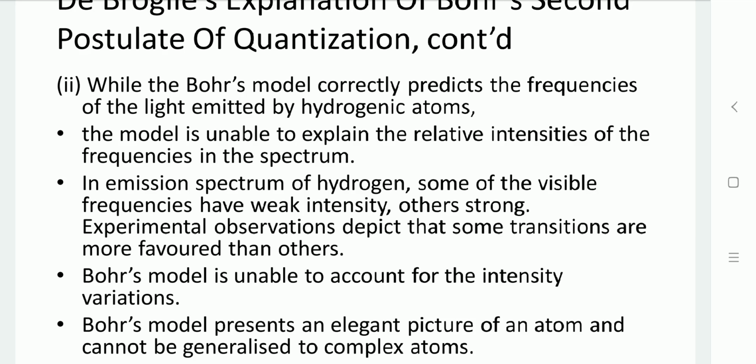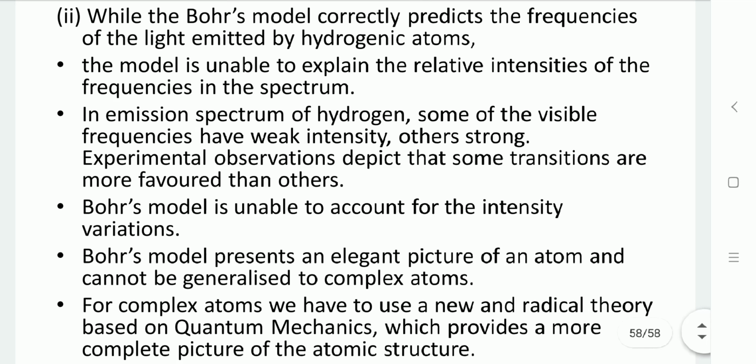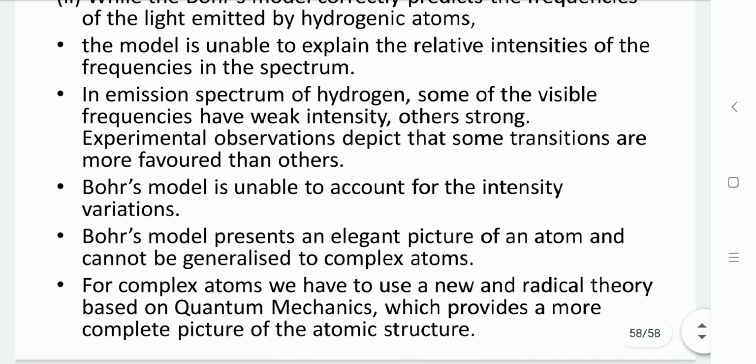It presents only a simple picture of the atom, but it cannot generalize to complex atomic structures. So for complex atoms, we have to use a new and radical theory based on quantum mechanics, which provides a complete picture of atomic structure. The Bohr model is limited to the simplest atomic structures, hydrogen and helium atoms. It provides the frequency, but it won't provide the intensity of the generated light signal.